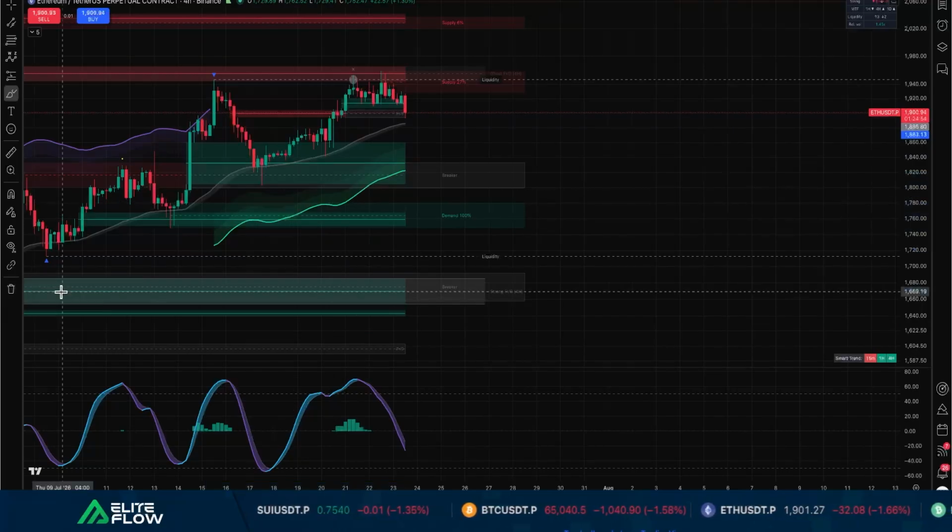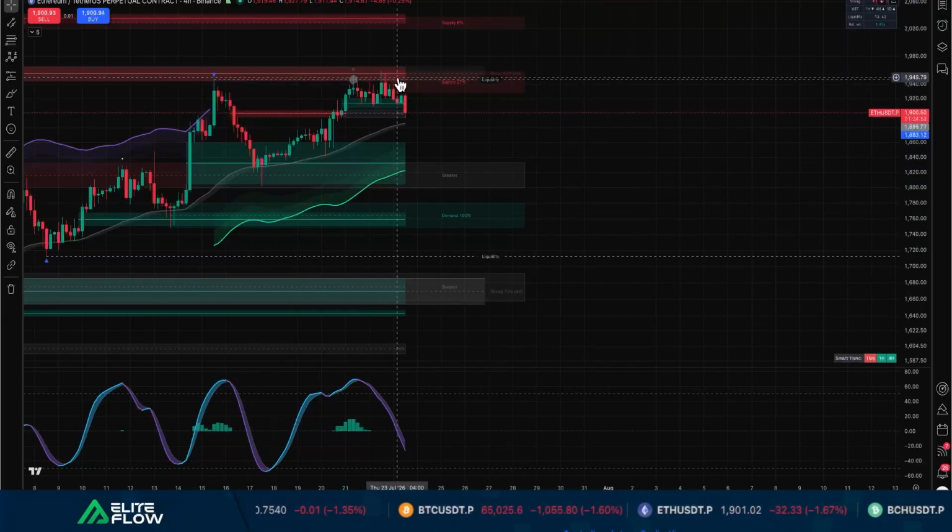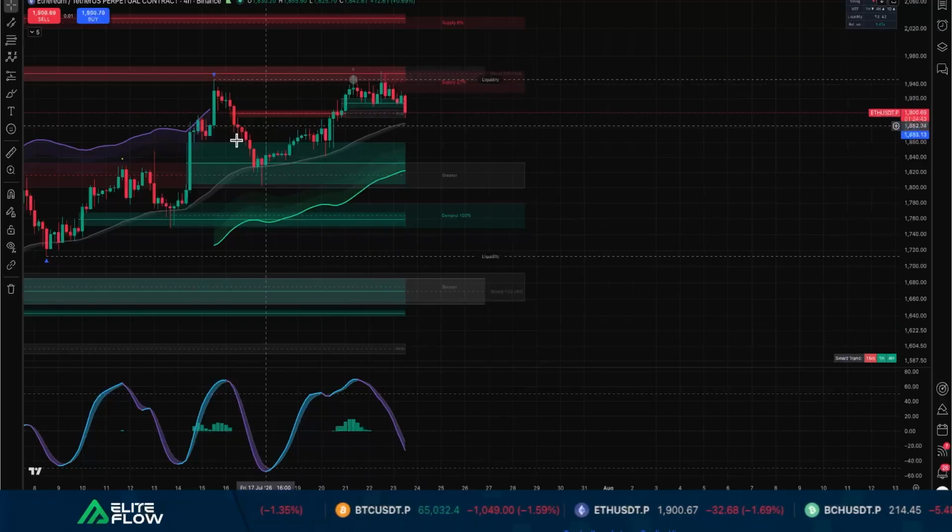Okay, that's my mindset on the charts. That's what I'm seeing. That's what I'm reading. That's what I'm going to be trading as well.